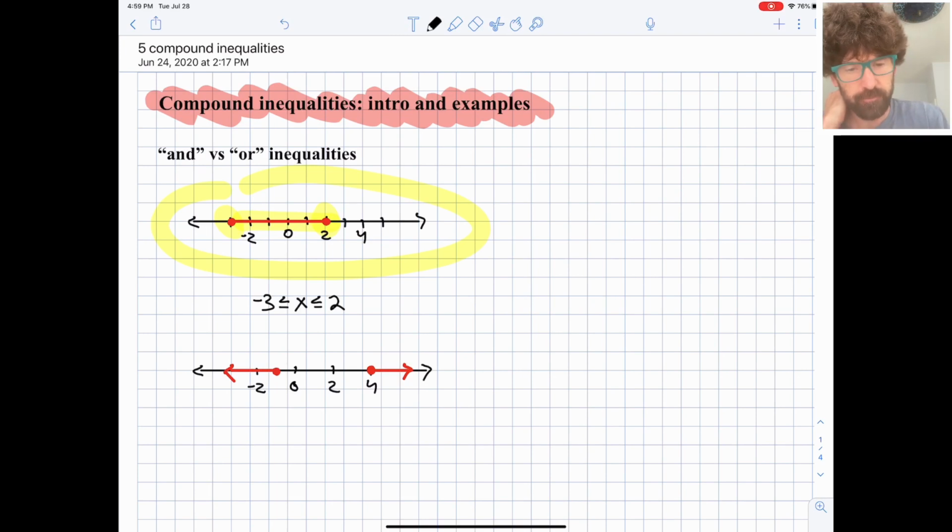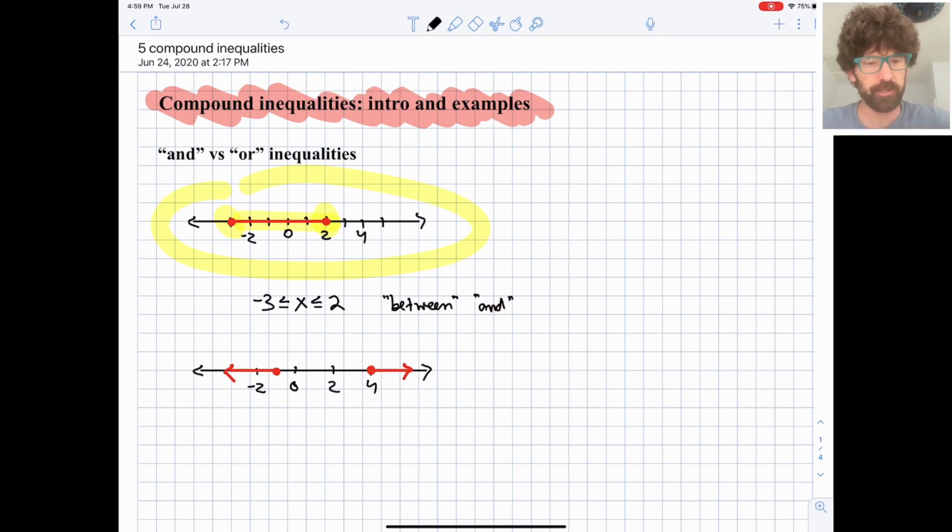So I call this a between inequality or an and inequality, meaning x is between -3 and 2 inclusive. And the and part means that x has to be larger than -3 and less than 2 inclusive.